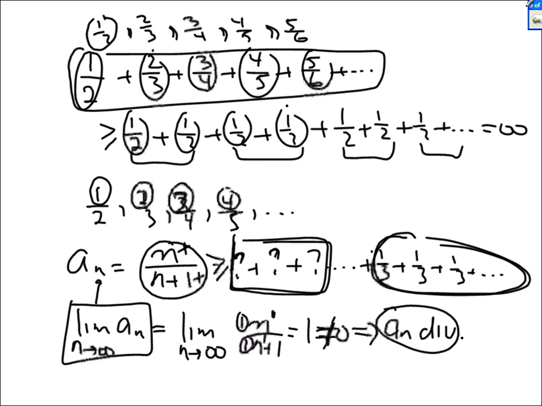The terms must be approaching 0 to possibly converge. If they don't approach 0, it diverges. This is the divergence test. How do you tell if a series diverges? One way is to show that the a sub n does not approach 0.